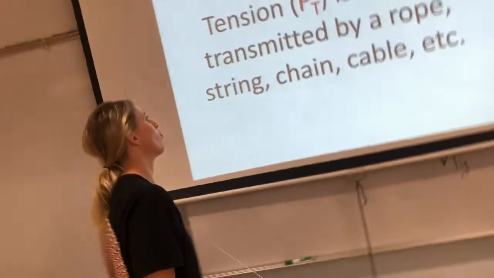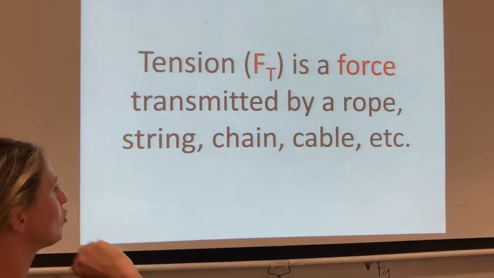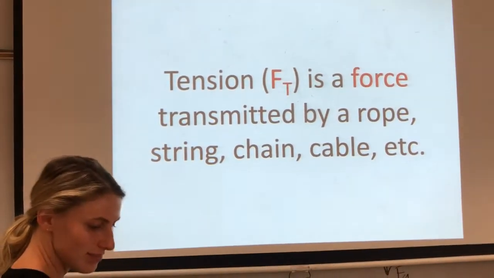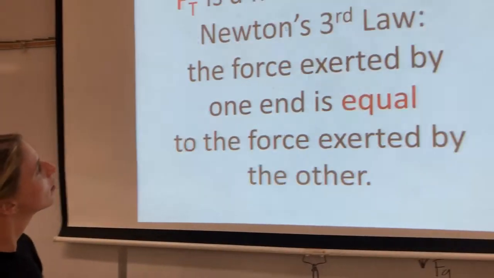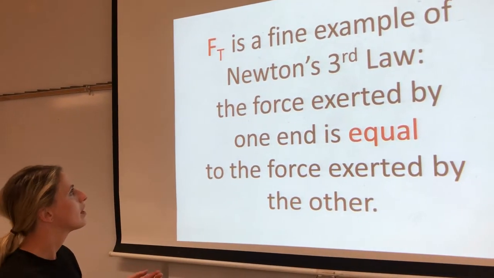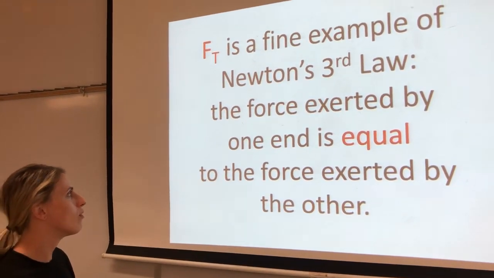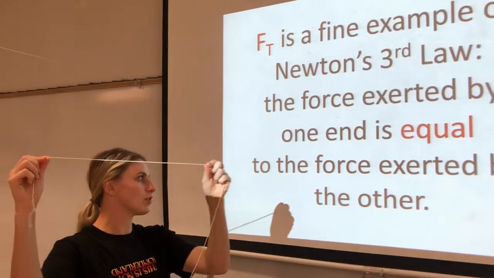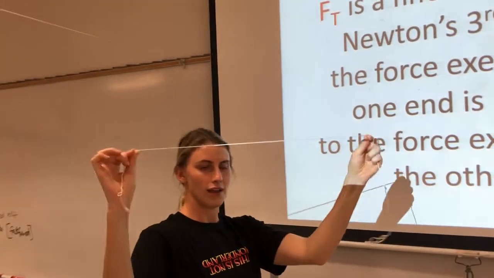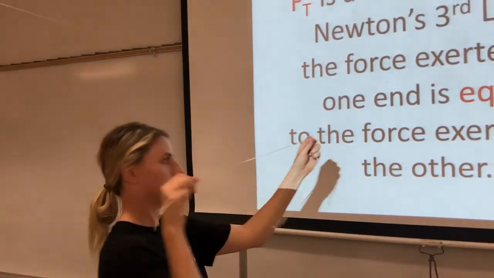Force of tension is a force transmitted by a rope, string, chain, cable, etc. Force of tension is a fine example of Newton's third law, which is the force exerted by one end is equal to the force exerted by the other. You can't pull harder on one end than the other.